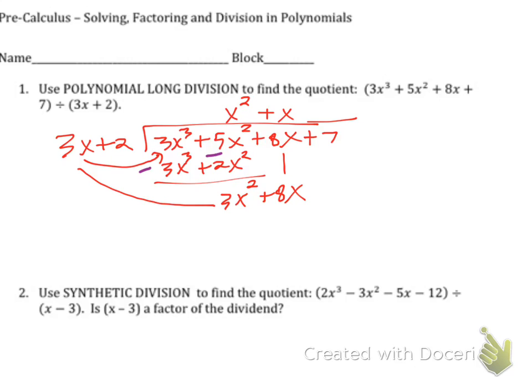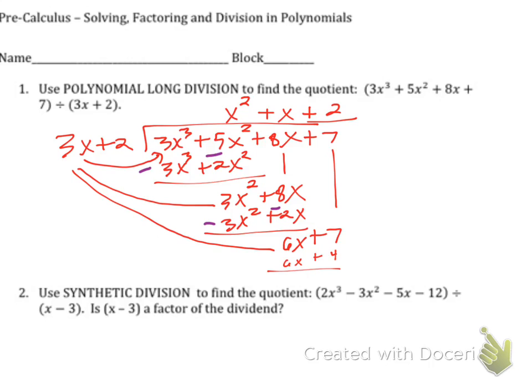Figure out how many times 3x goes into that 3x squared. Goes in x times. Multiply through the 3x plus 2. Get that result. And then we change the signs and add down. Bring down the 7. 3x goes into 6x 2 times. Multiply through. Change the signs, add down.